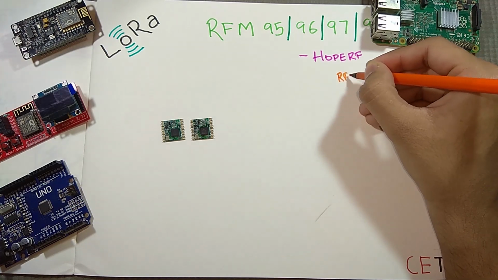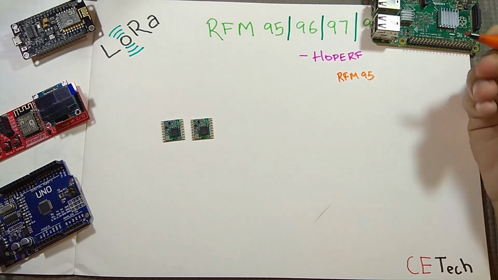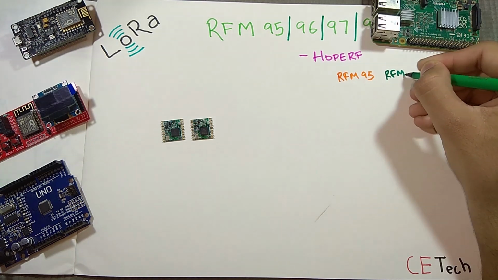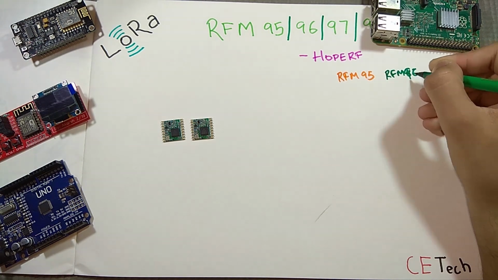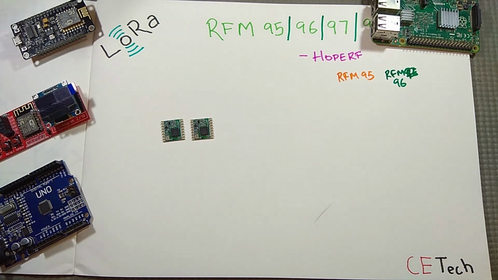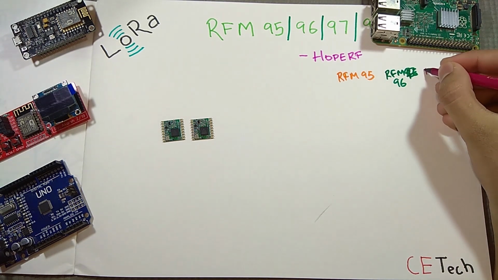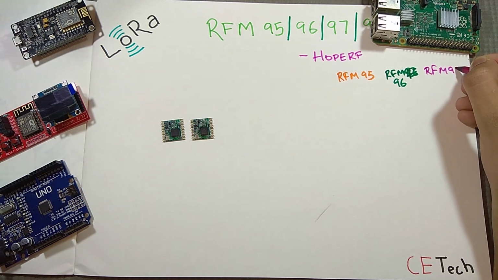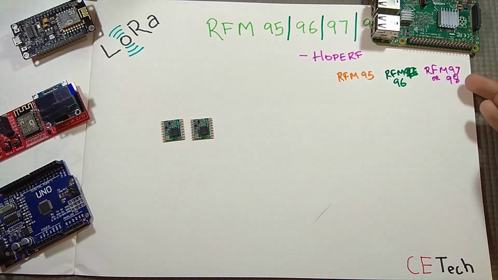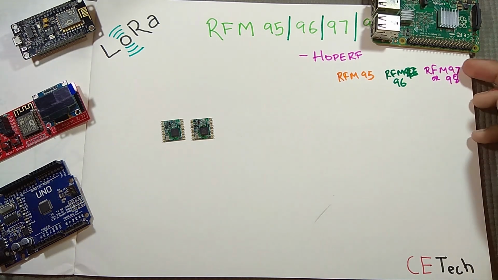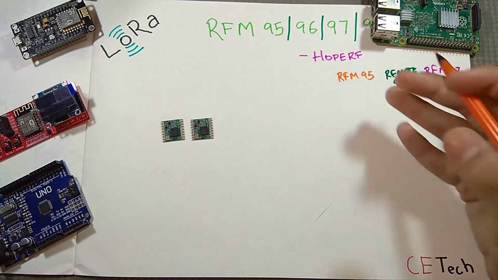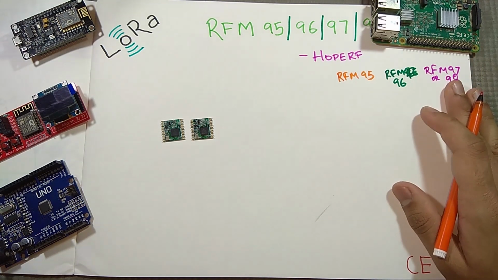Firstly, we have the RFM95. Then we have the RFM96, I'll write that down again. And at the last, but not the least, we have the RFM97 or the 98. So they perform the same functions, so they are combined in the datasheet as well. So firstly, the frequency range is the main feature that divides these three modules.